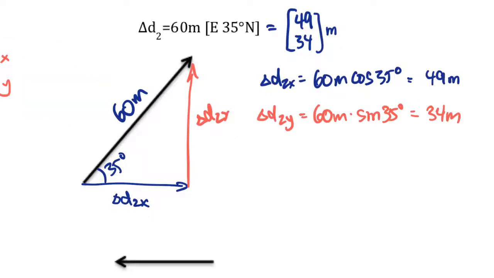Okay, there's the answer. So the x component was 60 cos 35, the y component was 60 sine 35. And this is what it looks like in matrix form. Notice how I actually took the m out of the matrix, the unit out of the matrix, which is absolutely fine because the m applies to both of these. This is 49 meters in the x direction, 34 meters in the y direction.